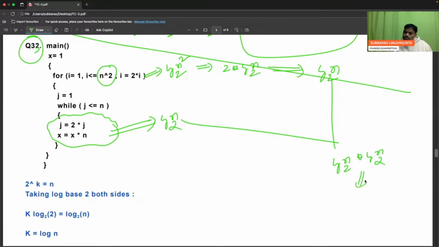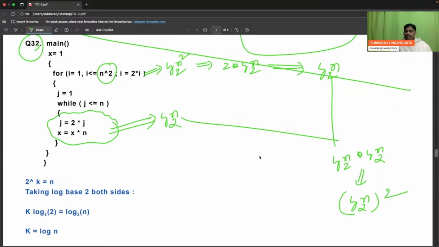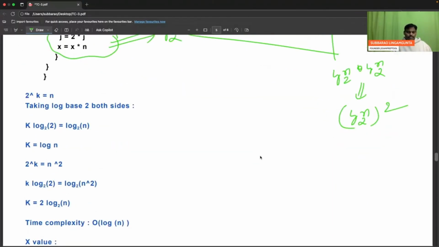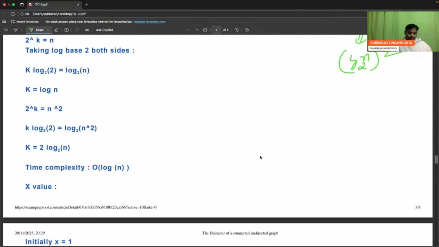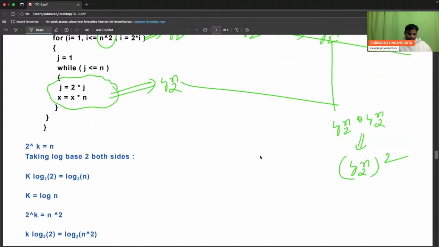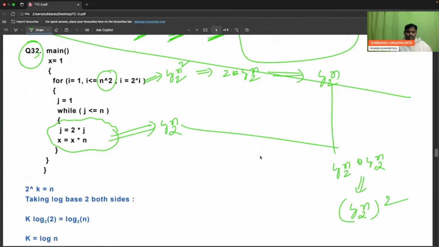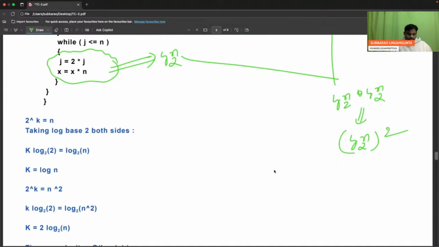So this goes to log n base 2 whole square. Question number 33, the answer is log n base 2 whole square. Observe clearly. The answer is the same, time complexity. So let's check here, question number 33. Two loops, right? The outer one is log n base 2, the inner one also log n base 2.